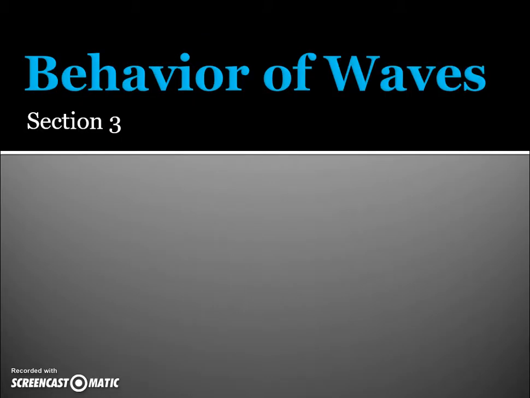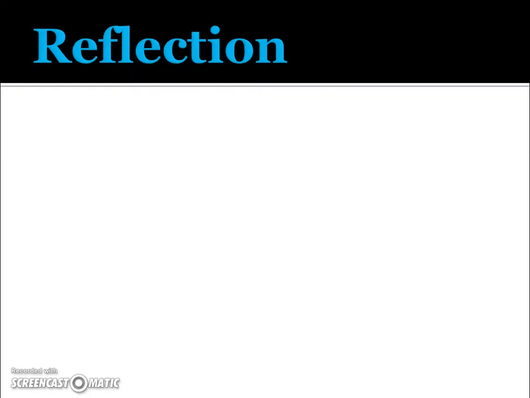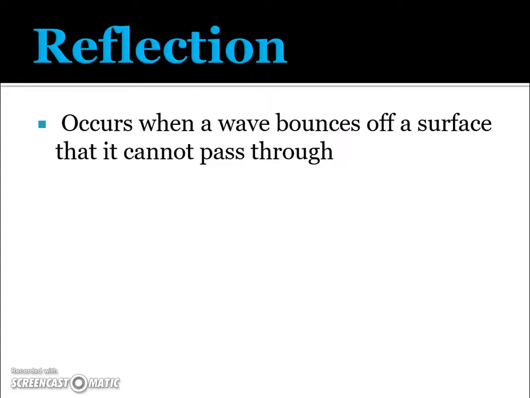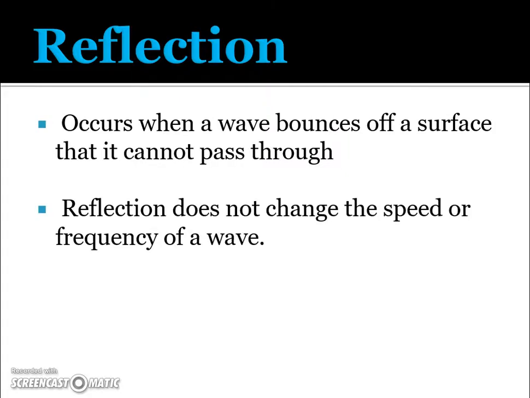All right, moving on to section 3, and this is very short, the behavior of waves. How do waves behave? First way is that they can be reflected. So this is when a wave bounces off of a surface that it cannot pass through. Reflection does not change the speed or the frequency of a wave. So what you're putting in is what you're getting back with reflection.